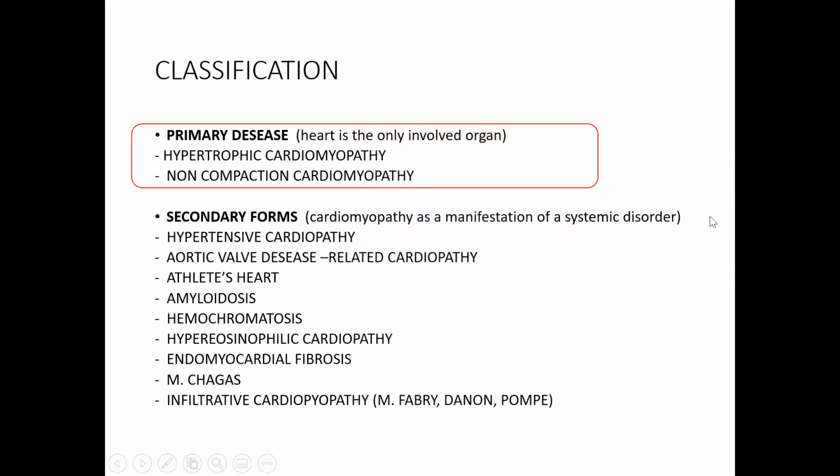According to the latest European Society of Cardiology guidelines, this kind of cardiopathy is divided into primary disease, where the heart is the only involved organ, and secondary forms, where hypertrophic cardiopathy is a manifestation of a systemic disorder, as in the case of hypertensive cardiopathy, aortic valve disease, Fabry disease, amyloidosis, hemochromatosis, and other pathologies less represented in the population.